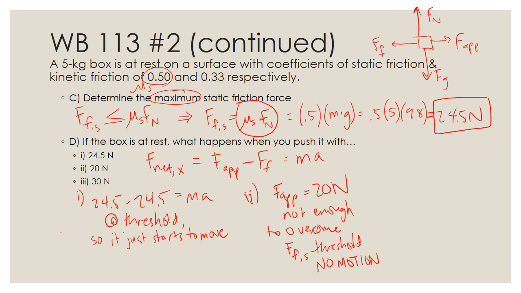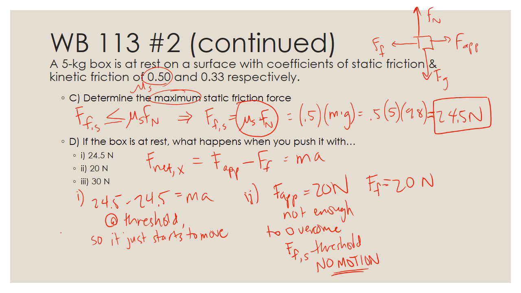Now here's the thing that sometimes throws people. If you are applying a force of 20 newtons and there's no motion, that means that friction is also 20 newtons. So the force of friction is 20 newtons in that scenario, so that you have balanced forces, even though it can push up to 24.5. If you only push with 20, friction only pushes with 20.